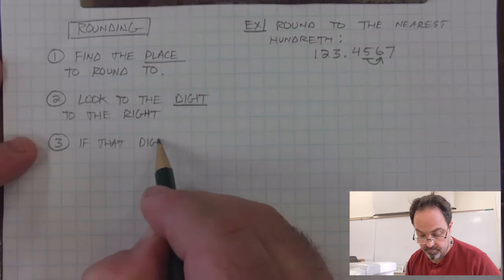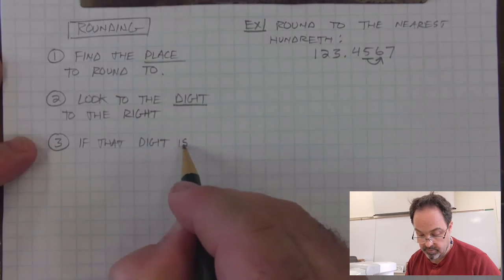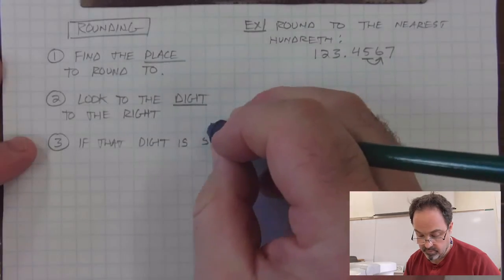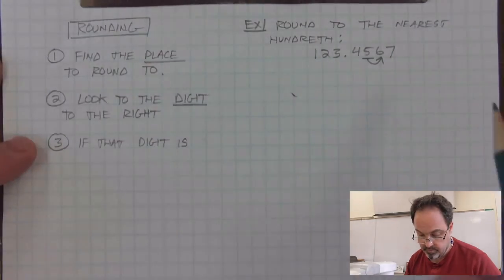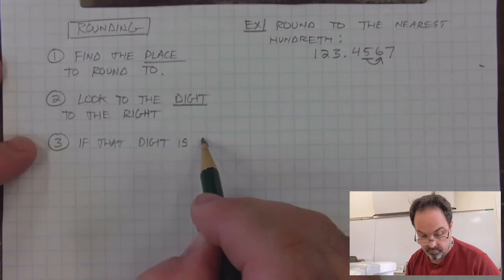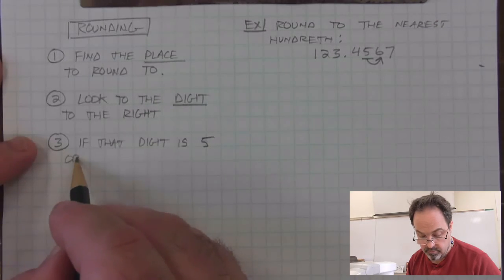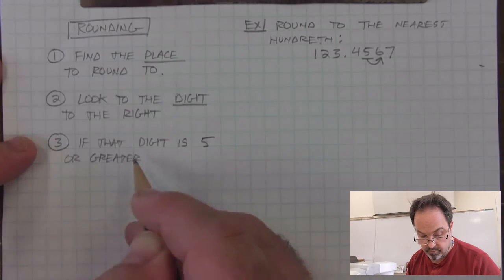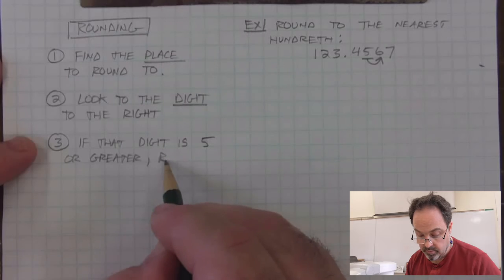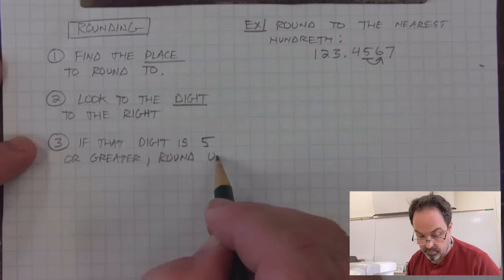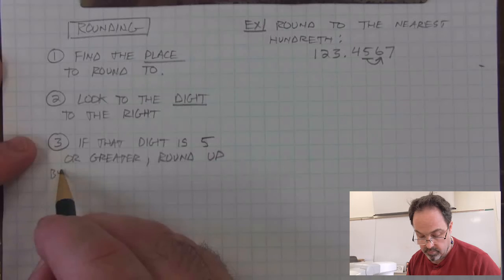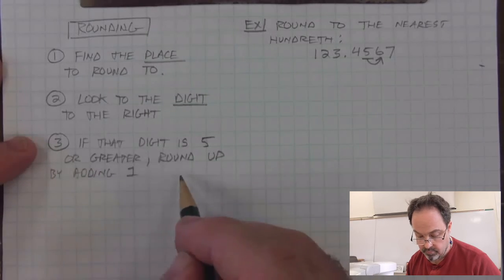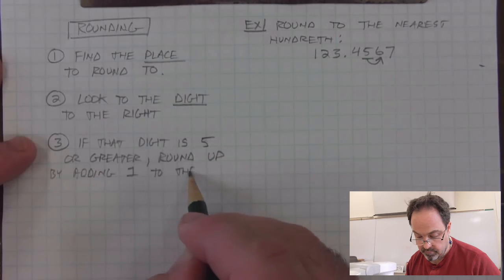If that digit is five or greater, then we're going to round up by adding 1 to the place.